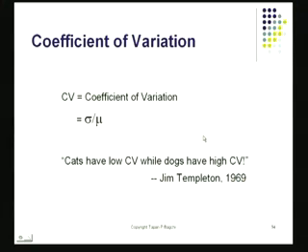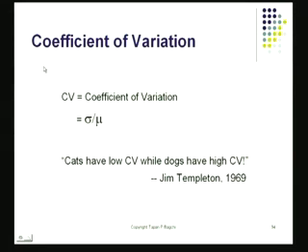And there is another measure of variation that is called the coefficient of variation, which is basically sigma divided by mu. That turns out to be the coefficient of variation. And my old professor Jim Templeton used to say cats have low CV and dogs have high CV.